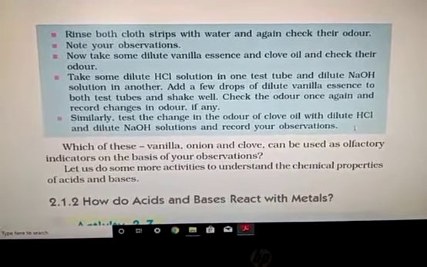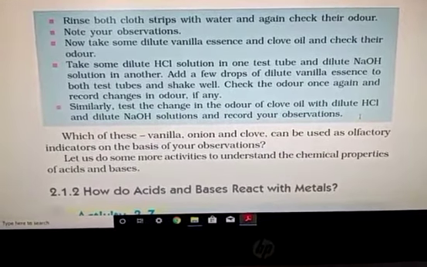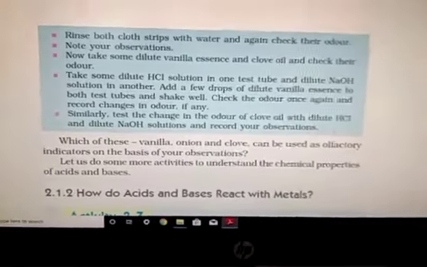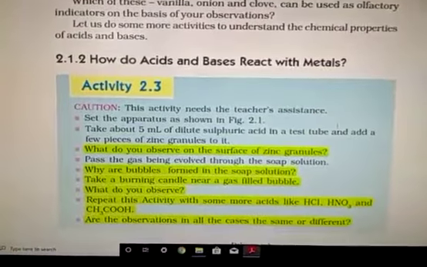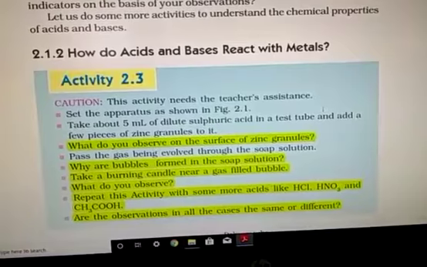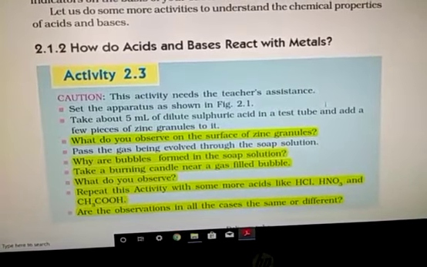In such a manner, we use vanilla essence, onion, cloves, etc. as olfactory indicators. Now, we do some activities here. How do acid and base react with matter? In this particular topic, we will study acid and base reactions with matter. It's very important.